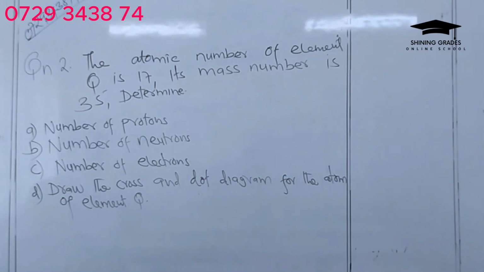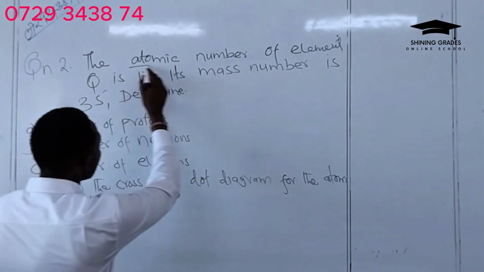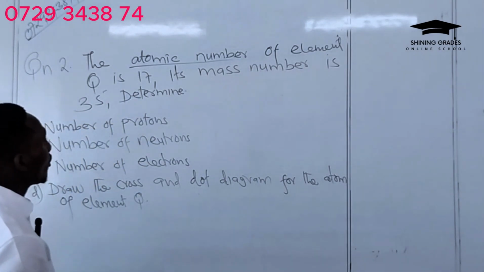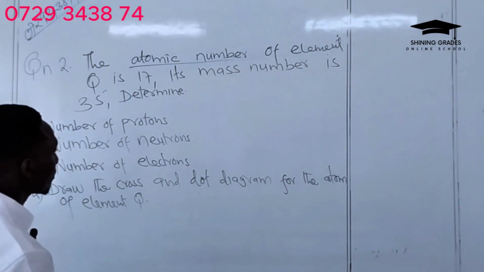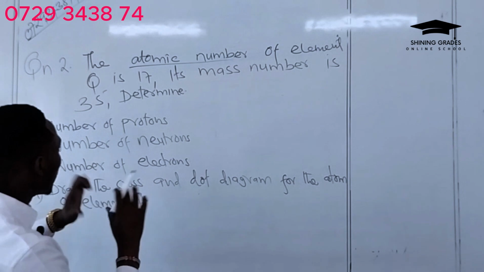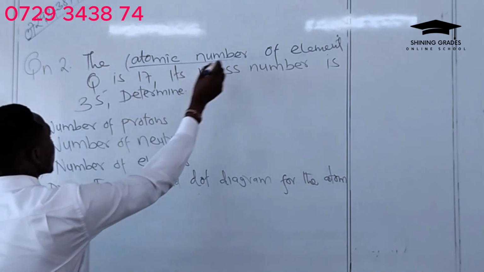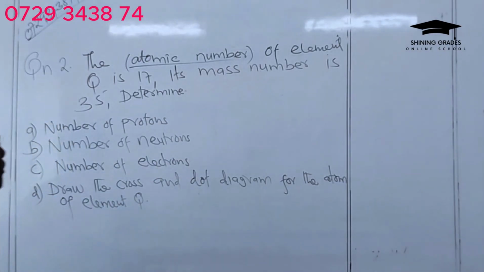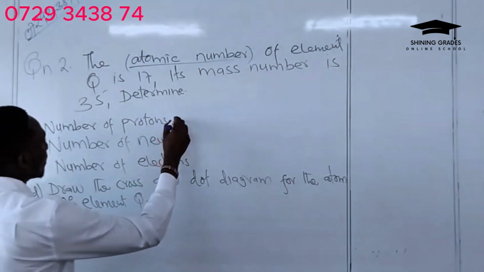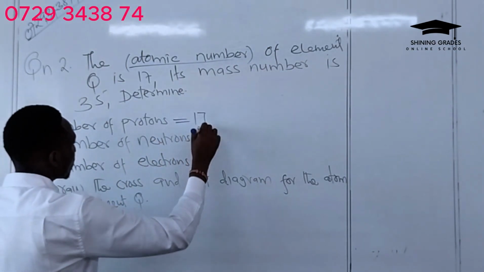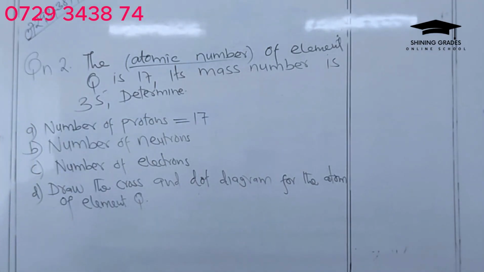We need to understand that atomic number is simply the number of protons in the nucleus of an atom. So part A, the number of protons equals 17, because the atomic number of that particular atom is 17.